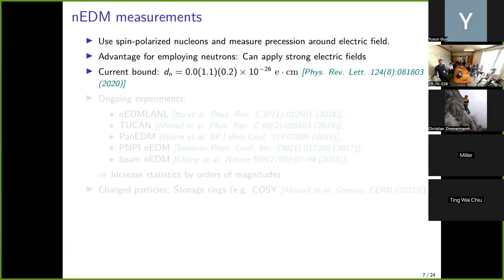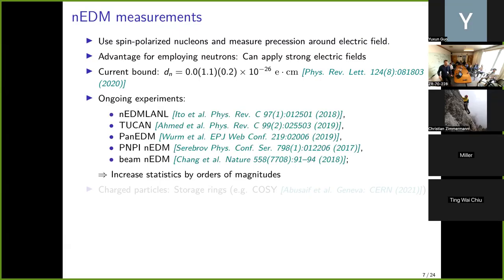So this is one of the recent measurements. You see the mean value is still 0, but it has an error bar. So if we increase the precision, we might measure something at some point. Experiments are still ongoing; I've listed some of them here. And we expect them to increase the statistics by orders of magnitude within the next few years. But you can also do measurements with charged particles in a storage ring, for instance, a planned experiment at Jülich.